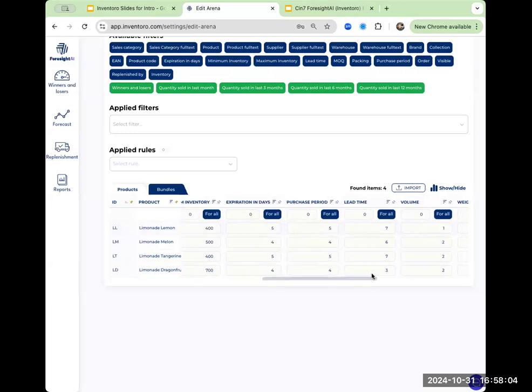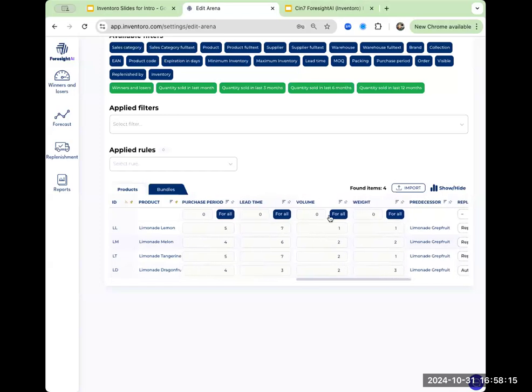Then we have purchase period and lead time. So I showed you how to do it on the supplier level, but if you have one-off SKUs that are impacted by suppliers differently, this is where you could set those as well.